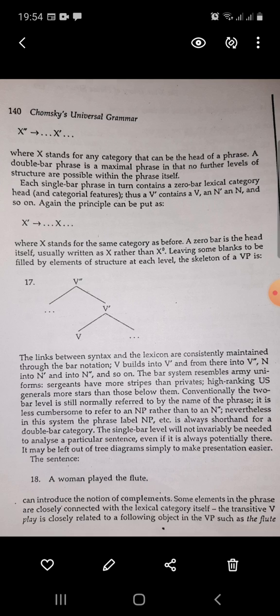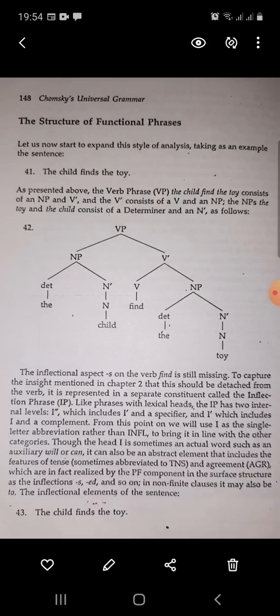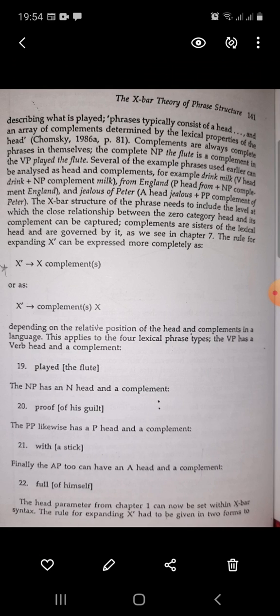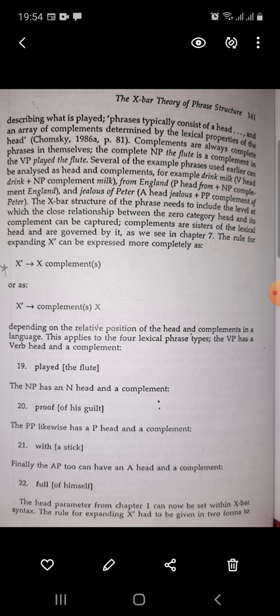Sorry, I missed page 141. Let's find where it is. Page 141. Yes, it's here. So X single bar, X complement. Fine. They say that X single bar will consist of a head X with its complements, and X single bar may consist of first the complement and then the head. So it depends upon the nature of the language.